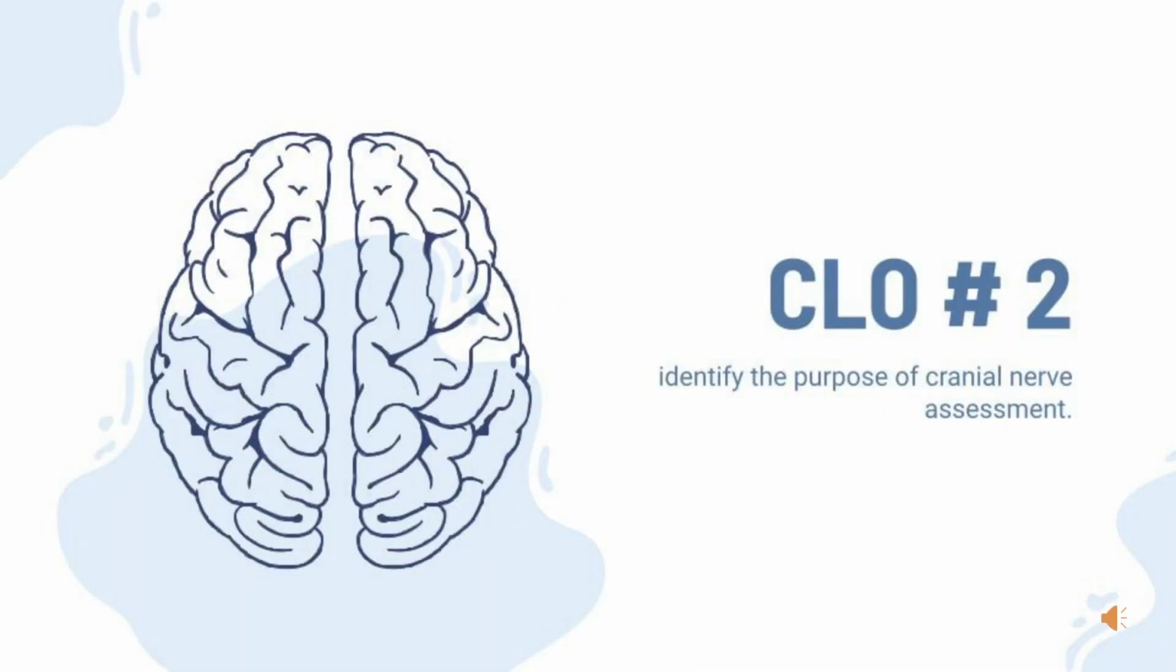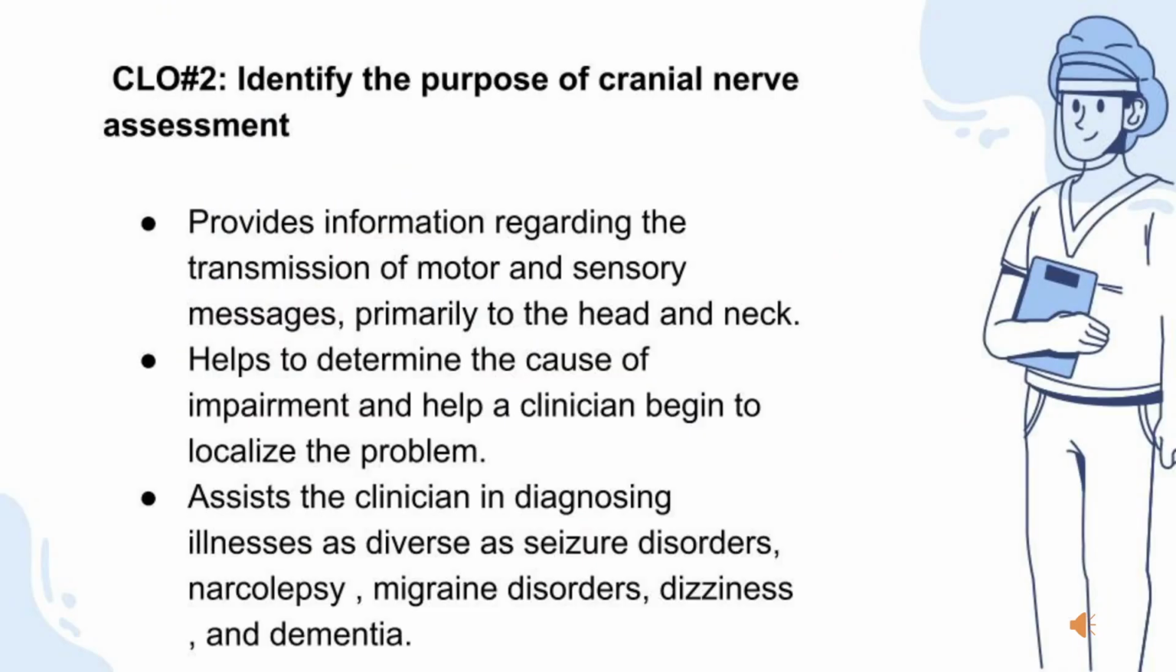Next is Cell O number 2, which is to identify the purpose of the cranial nerve assessment. First, it provides information regarding the transmission of motor and sensory messages, primarily to the head and neck. Next, it also helps to determine the cause of impairment and helps the clinician begin to localize the problem. Next, it also assists clinicians in diagnosing illnesses as diverse as seizure disorder, narcolepsy, migraine disorder, dizziness, and dementia.